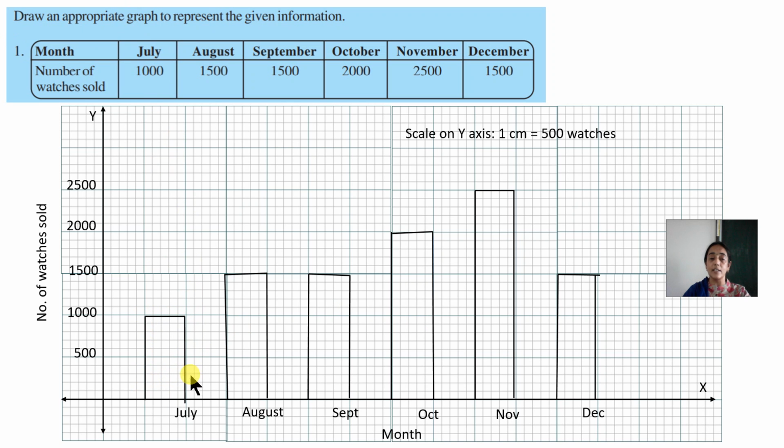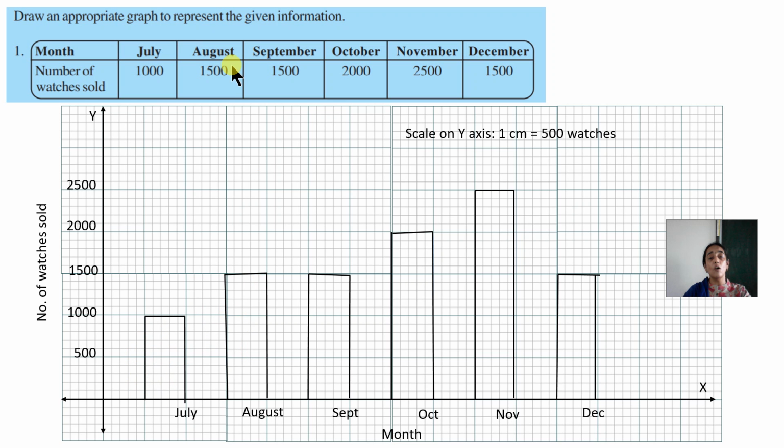Once again, in July 1000 watches are sold. So from July, that is this end of the second square, along the line, see where my cursor goes, you will draw with the pencil, then go and then come down. Use the scale while drawing the bars. Okay, you can beautify them by coloring with different colors or by different designs, like you can draw lines and beautify it.